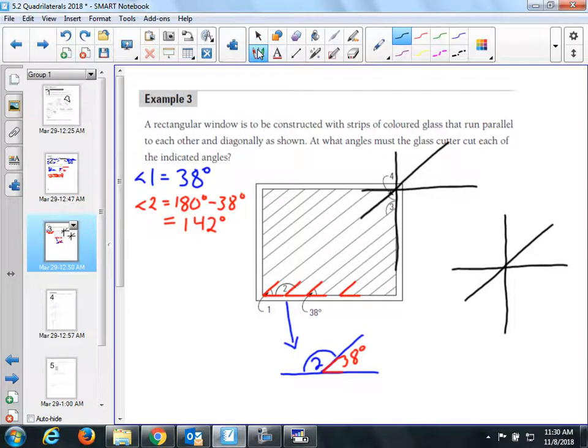So if I call this angle 4 right here. Okay. That's all I know right now. I do know, though, that this is a rectangle. Okay, a rectangular window, it says right at the start. So that means that this corner here is 90 degrees. All right? That could be useful.